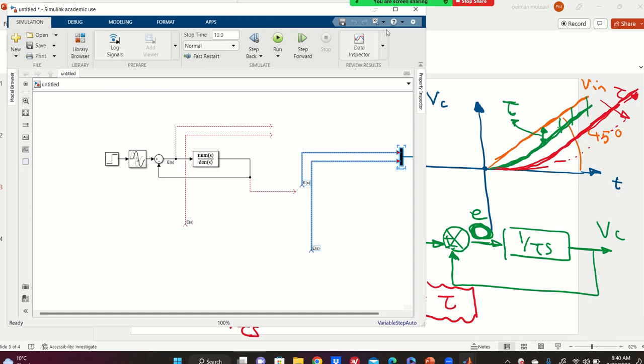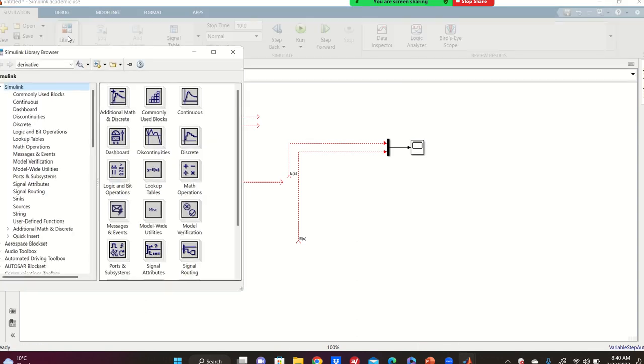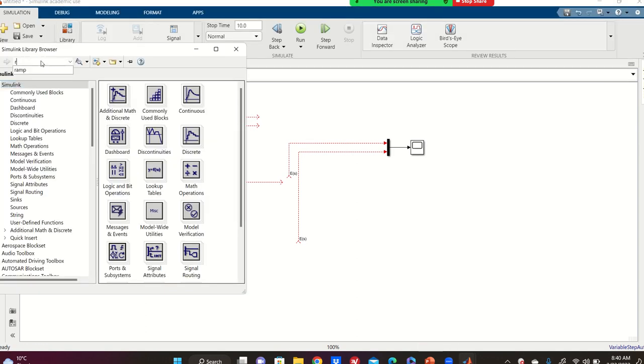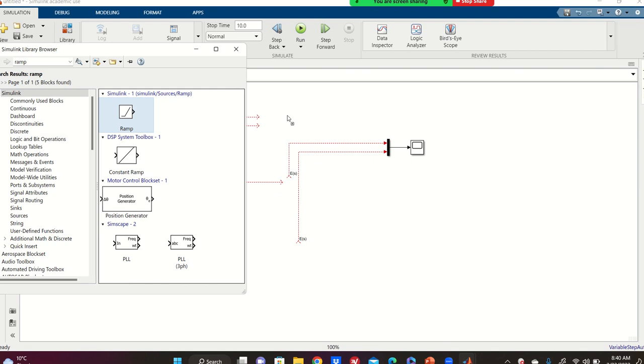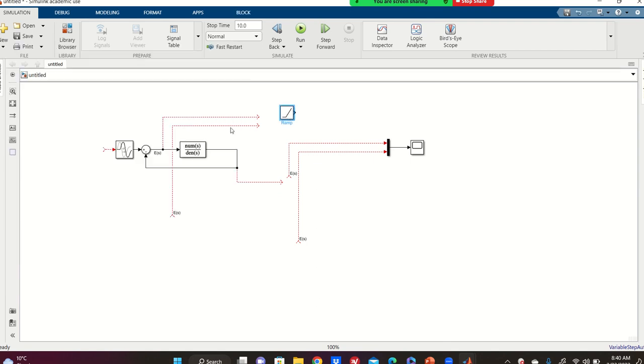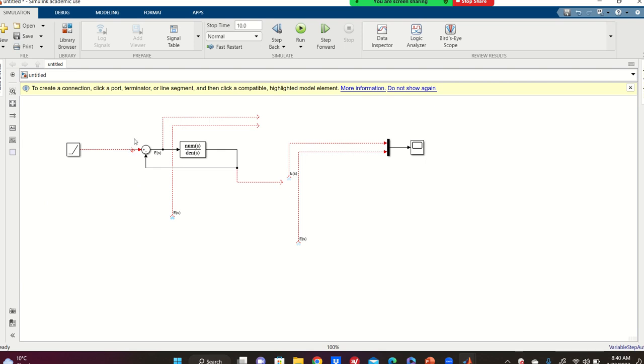Here we go. Okay. We don't need a step. We just put the library browser, ramp. So I'm gonna put the ramp here. See, we have ramp in the Simulink. We don't need to change everything. We don't need delay.